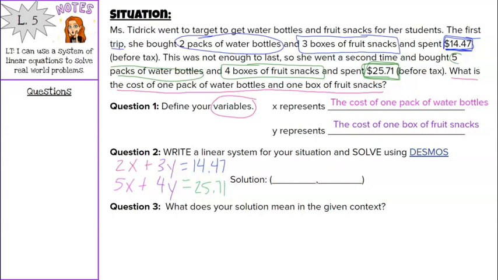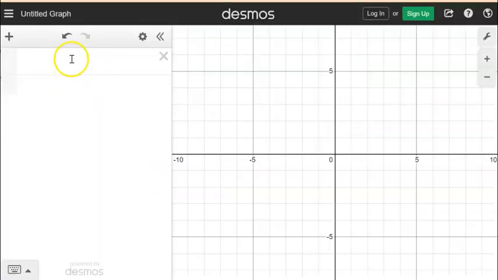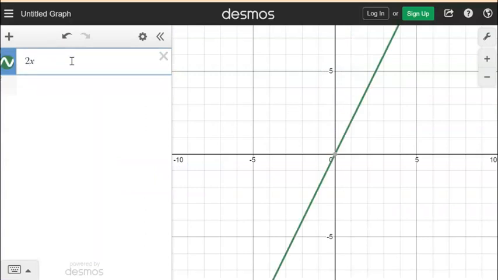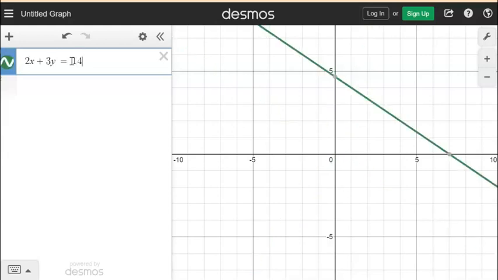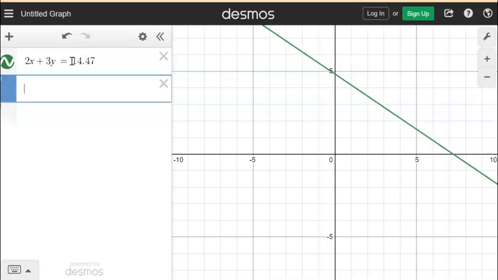So now we're going to plug those equations into Desmos and get our solution. So right now you're just going to follow along with me. I will provide you this link and you can do it on your own during practice. But right now I just want you to watch. So we have 2x plus 3y equals 14.47. That's our first equation. And then on the second line, you just press enter, and then 5x plus 4y equals 25.71. That's our second equation.